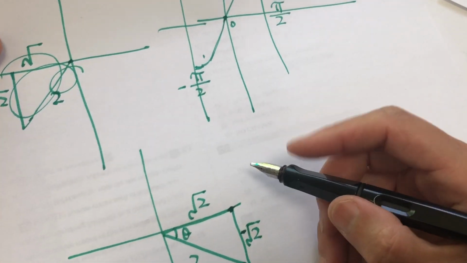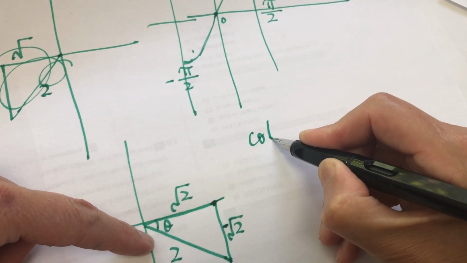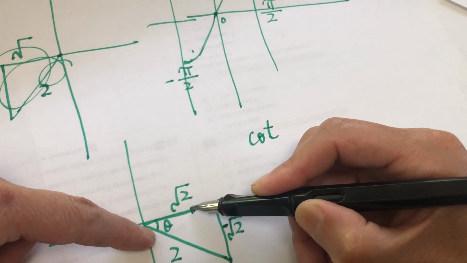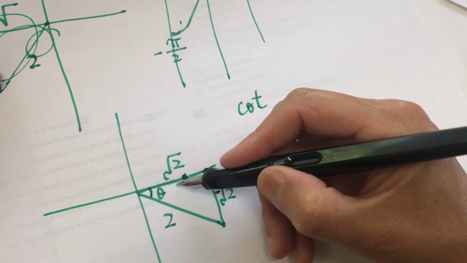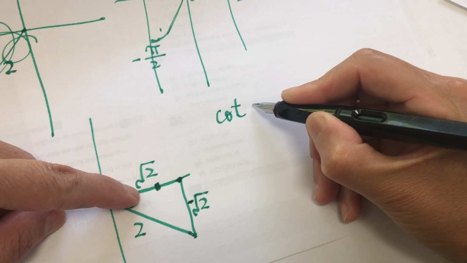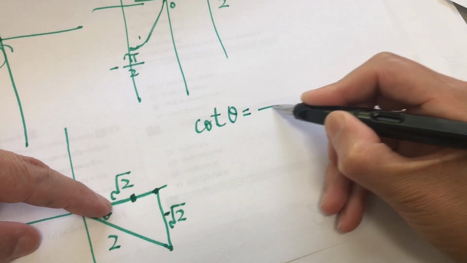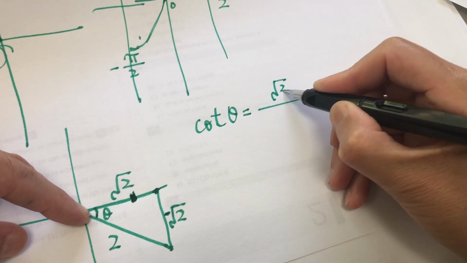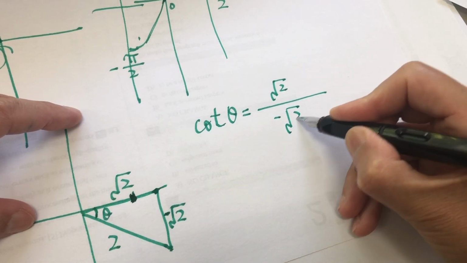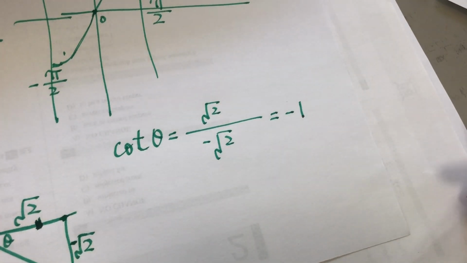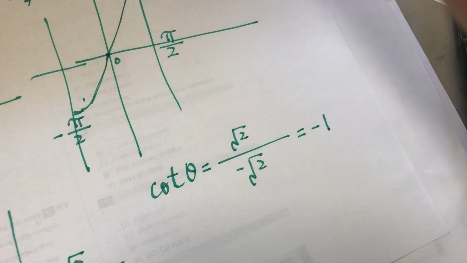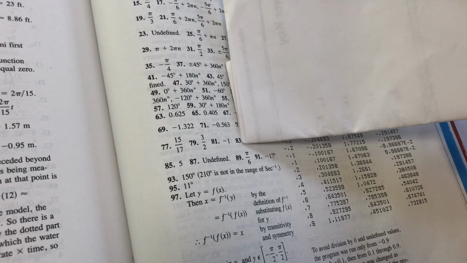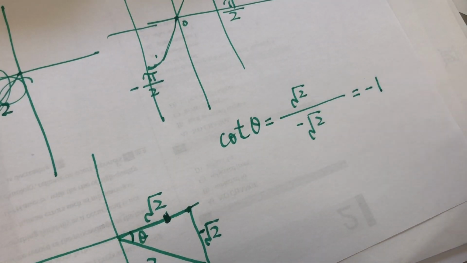So we need to know the cotangent. Cotangent is adjacent over opposite, right? So cotangent theta equals adjacent root 2 over negative root 2, which is negative 1. Okay, so that is it. I'm not very super duper sure about 81. Are we right? Aren't we right? We have to be right.